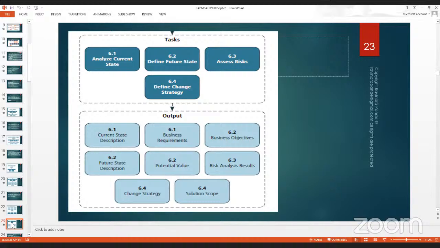So the output expected out of this knowledge area is the current state description, the business requirements, and the business objectives. The current state description talks about where we stand, what are the things to be enhanced, what are the things to be added. Business requirements talk about the list of requirements. Business objectives talk about the generic objective of the project, solution, support, services, where I'm trying to do something like enhancing an attendance management solution.